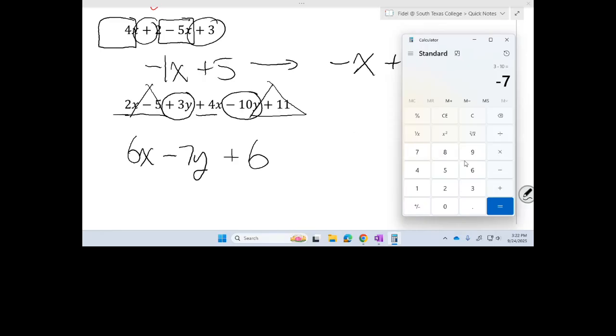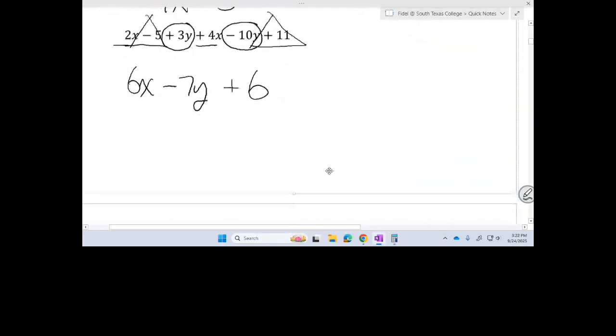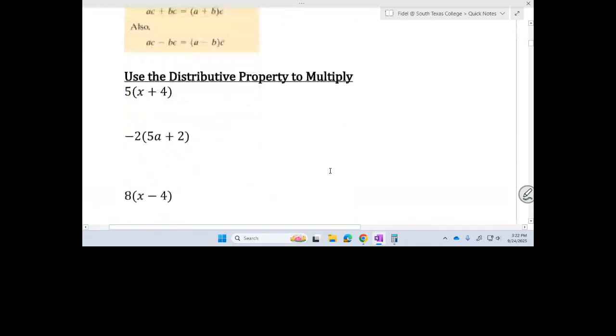Look, negative 5 plus 11. You go like this, negative 5 plus 11, 6. What kind of 6 is it? Oh, it's positive, right? Use your calculator if you need to, y'all. Okay.